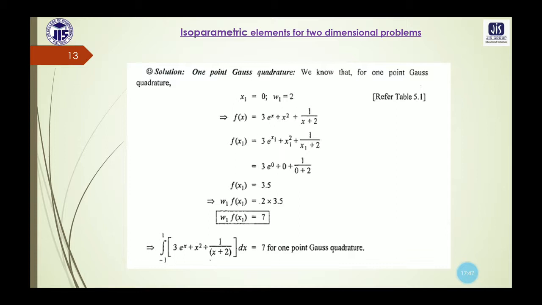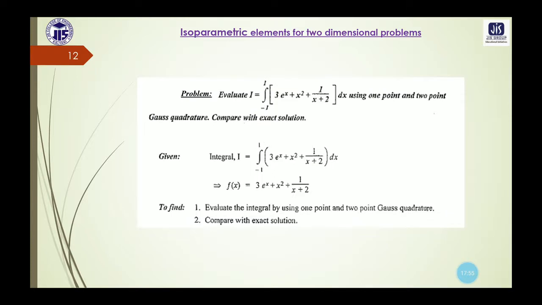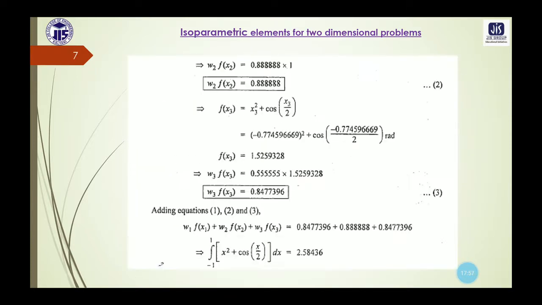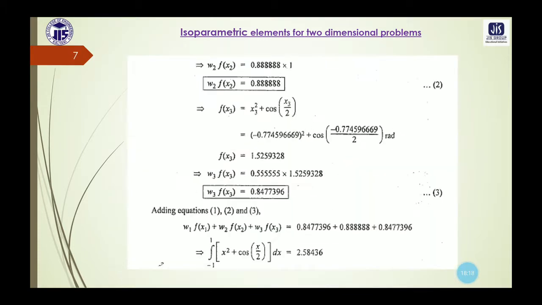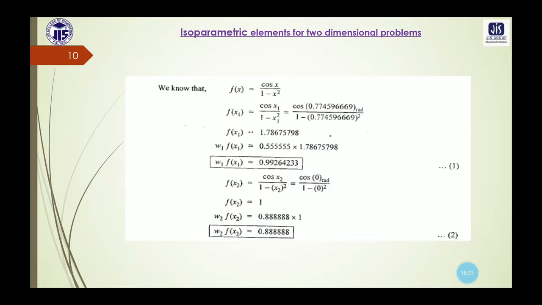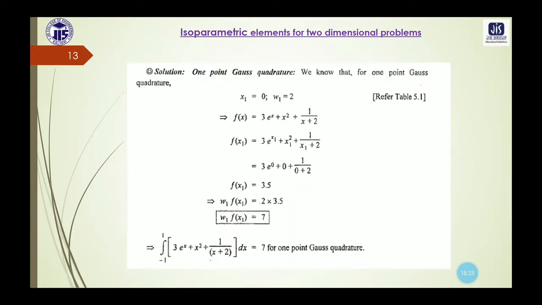Now for 1 point Gauss quadrature, the value of x1 and w1 we need to get from the table. So let us move back to the table that we have seen earlier. Now here in this table corresponding to the first row, we have seen that the number of points is 1, then x1 is 0, and the corresponding weight w1 is 2. So this value of x1 as 0 and w1 as 2 we need to use here in this current numerical.